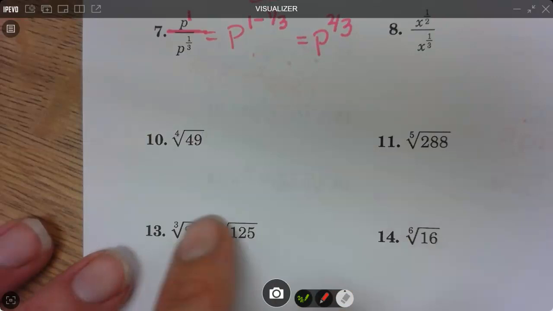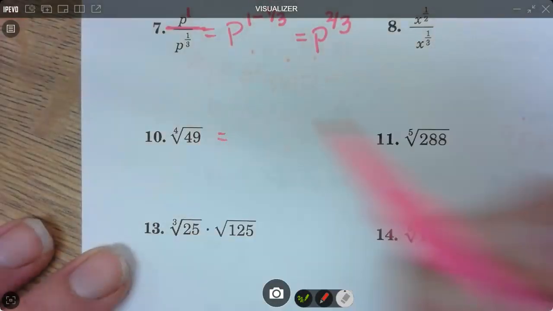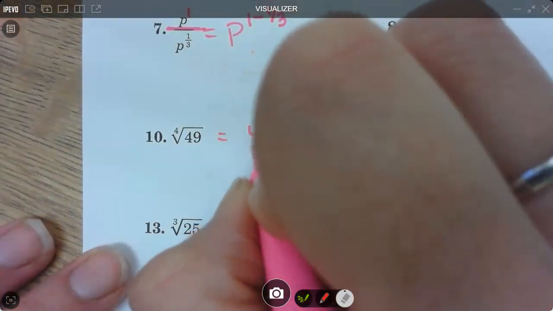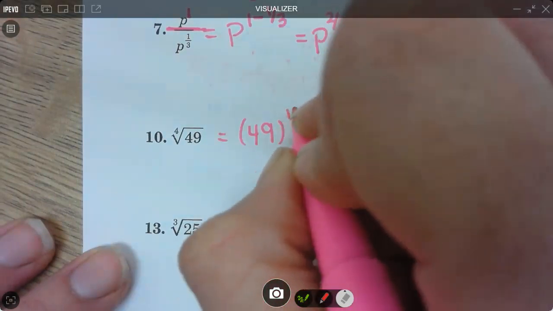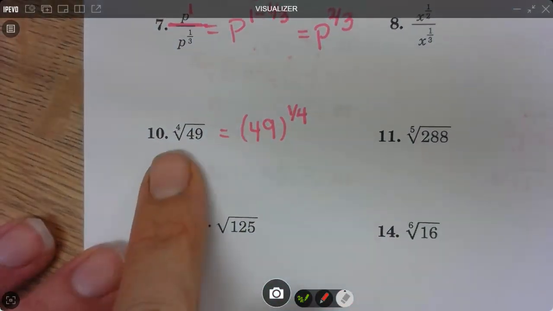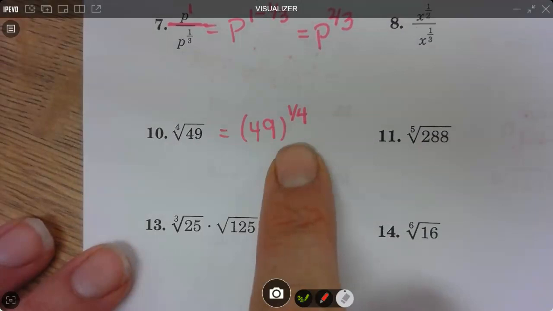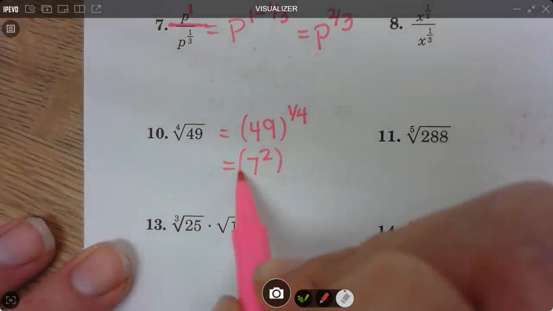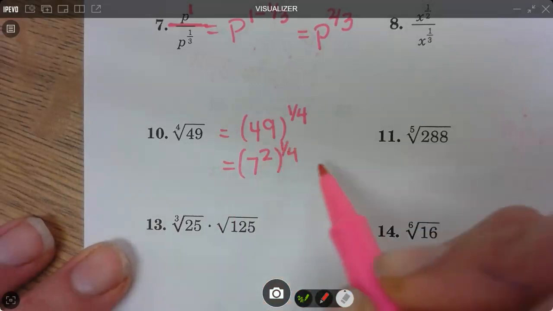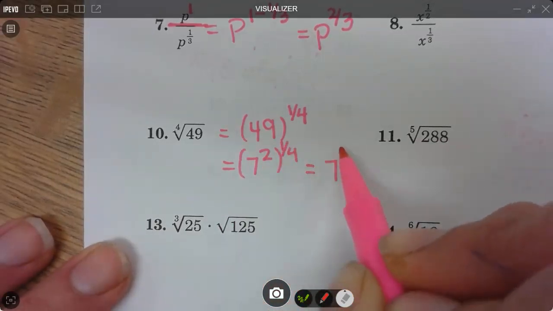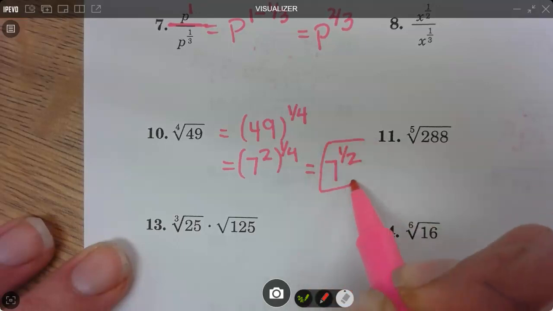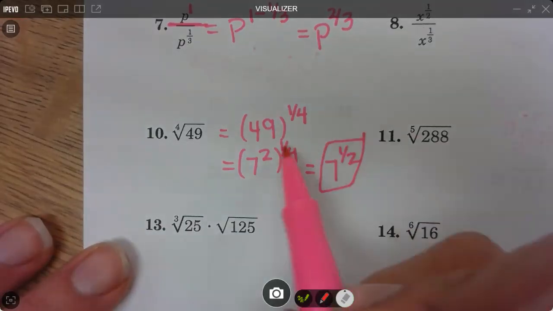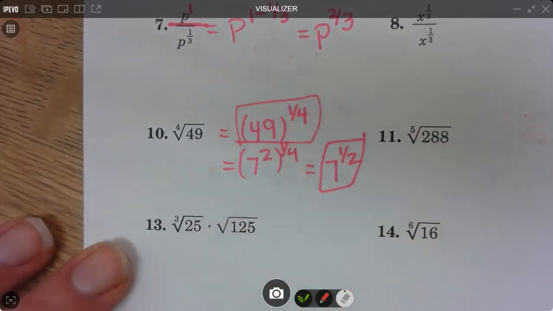And then again, you're just simplifying. So 49 to the 1/4. If it's in these terms, you can write it in that. And again, 49 could be 7 squared. And then you get 7 to the 1/2. But I would also be good with 49 to the 1/4.